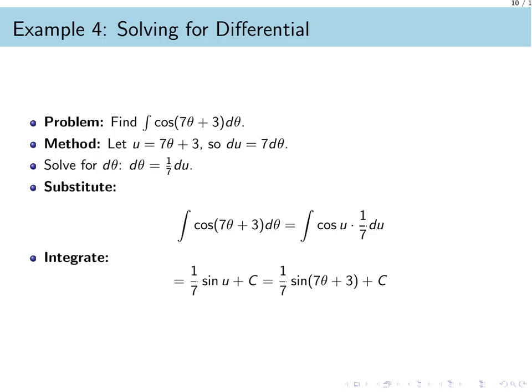We let u equal 7 theta plus 3, so du is 7 d theta. Since the integral contains only d theta, we divide our differential equation by 7 to see that d theta equals 1/7 du. We substitute this into the integral, pulling the 1/7 out to the front. The integral of cosine u becomes sin u. Finally, we back substitute to find the answer is 1/7 sine of 7 theta plus 3 plus c.